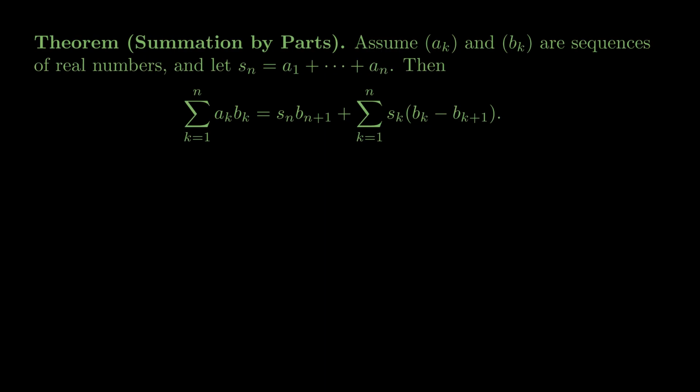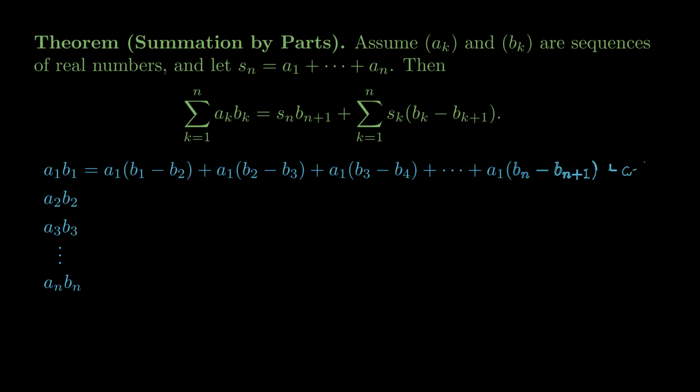I can split up that summation into its n terms, a1b1, a2b2, a3b3, up through anbn. To express b1 in terms of those differences, I'll replace it with b1 minus b2 plus b2 minus b3 plus b3 minus b4, etc., all the way up through bn minus bn plus 1, and then I'll have to add on bn plus 1 again at the end so that this finite statement is still true, and I can distribute the a1 to each of those terms.